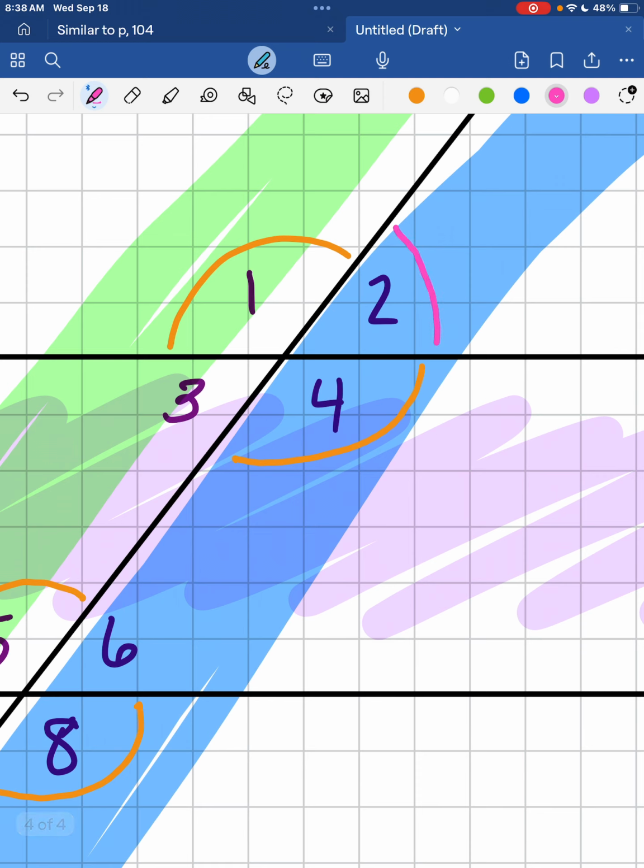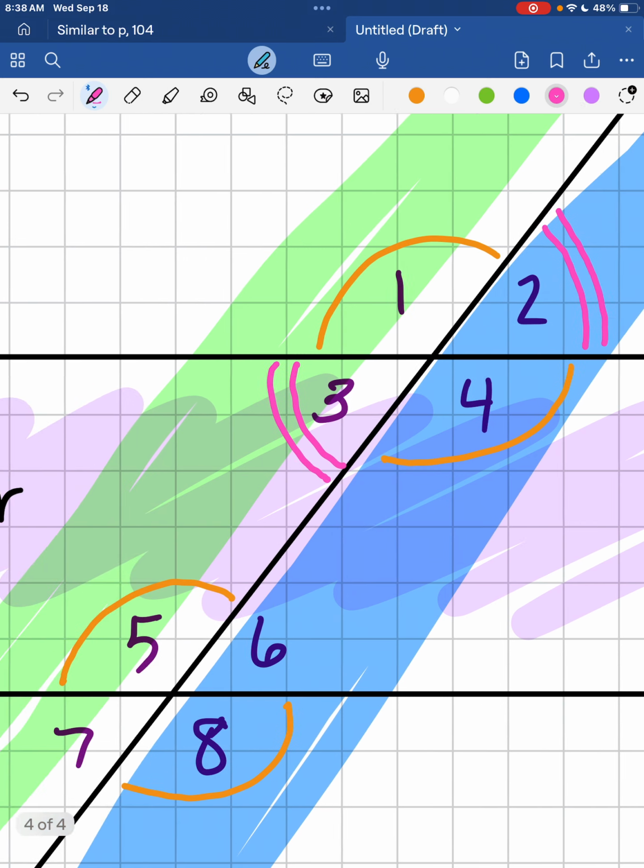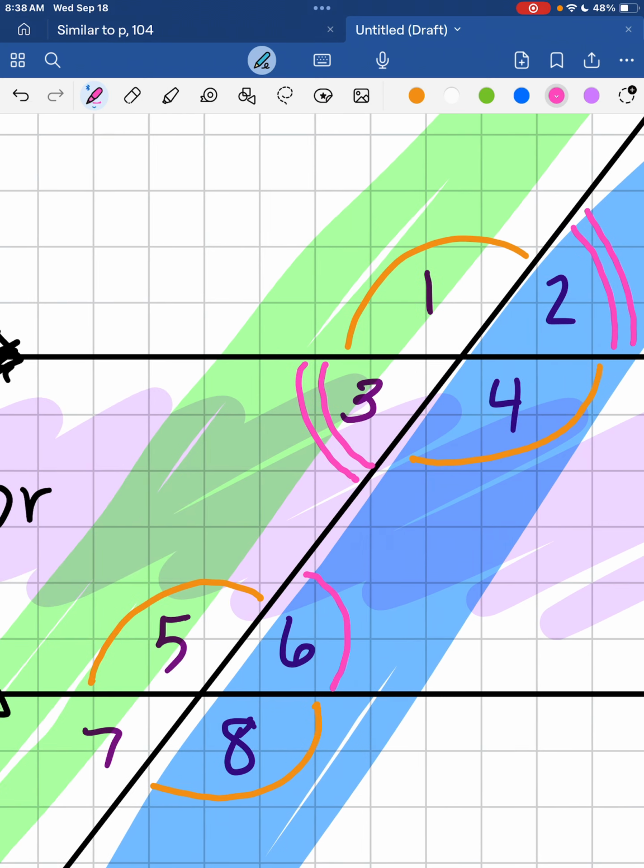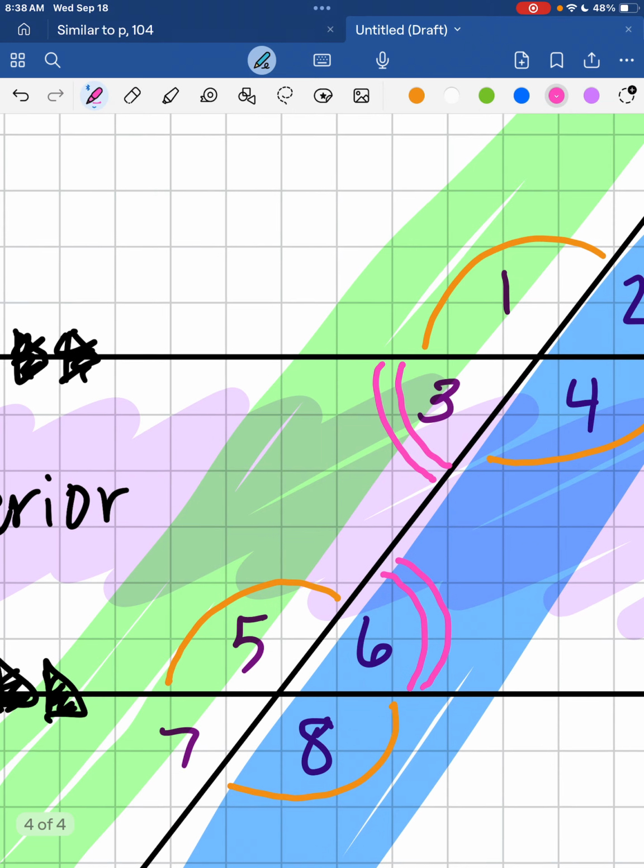Okay, and then you're also going to go in and do the other set of opposite angles, but you're going to color code them a different color. If you're just working in pencil, you could also do double lines instead of single lines. Okay.